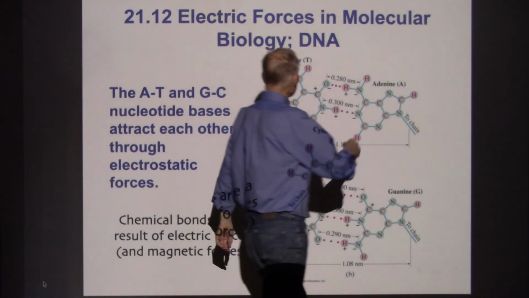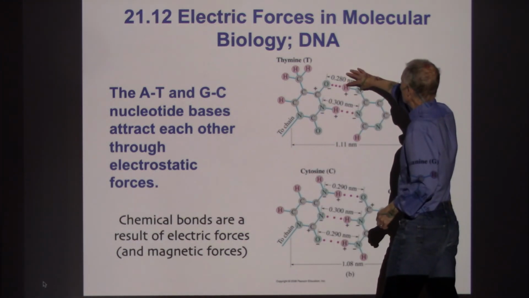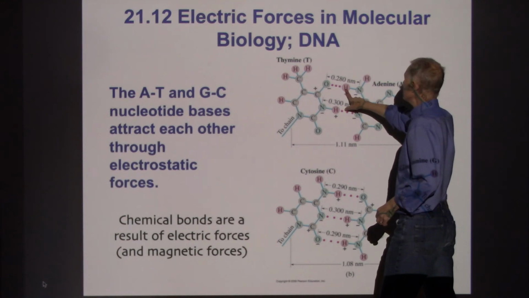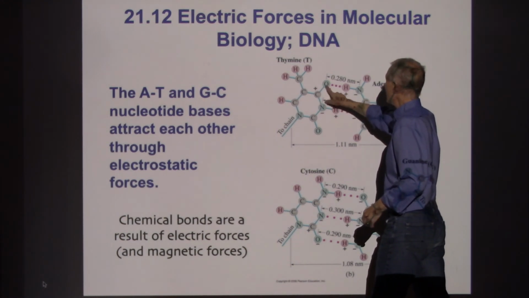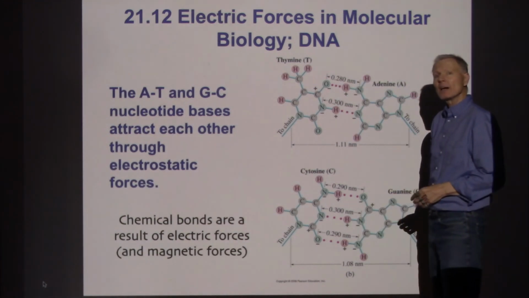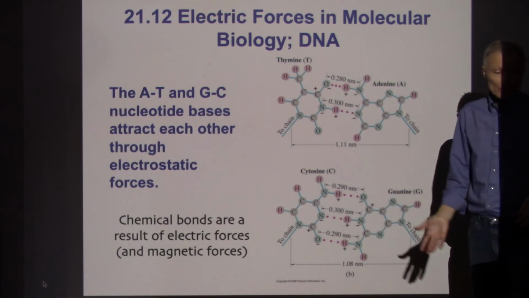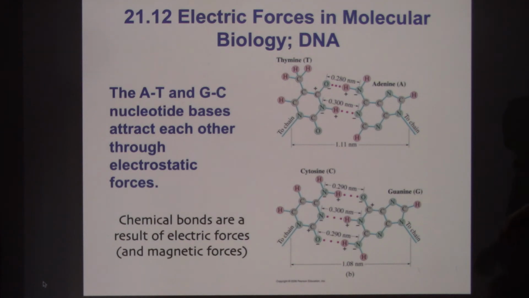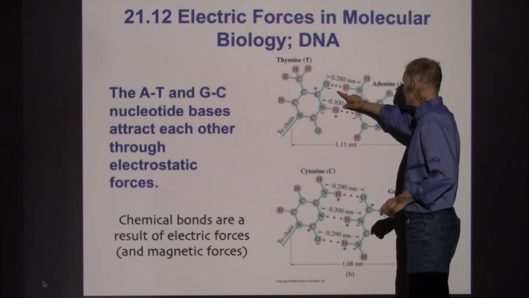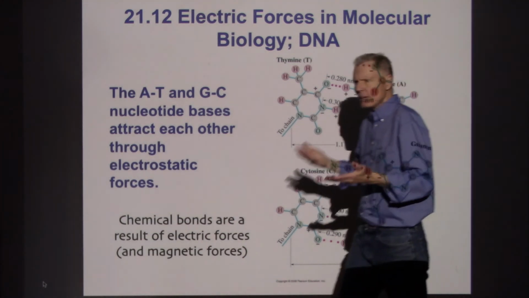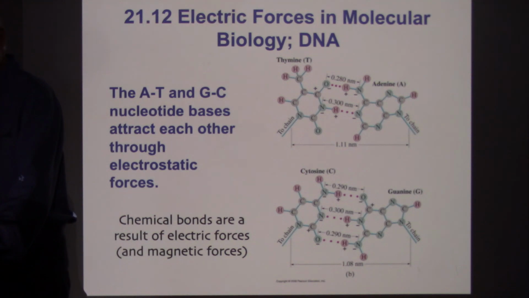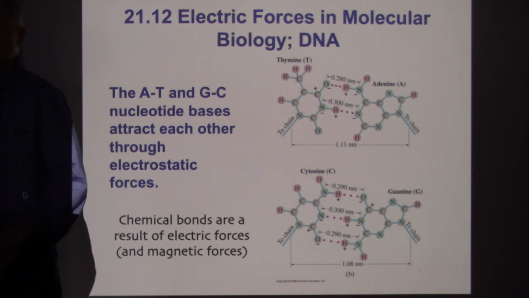What's happening is you're getting these regions of the molecule. Here's a dipole set up by a nitrogen-hydrogen bond. Here's a dipole set up by a carbon-oxygen bond. And so we're getting dipoles attracting other dipoles. It's not as strong as a chemical bond. It's not as strong as the bonds that are actually holding on here, but it's significant. Many of these join together and hold the DNA molecule in place.